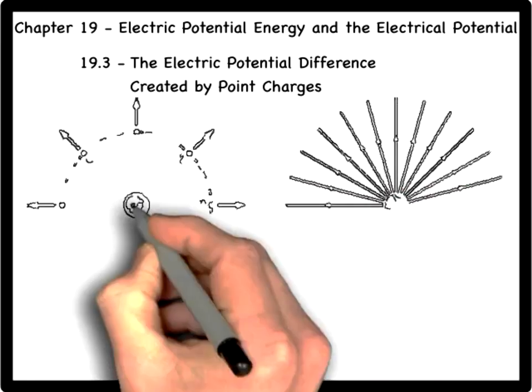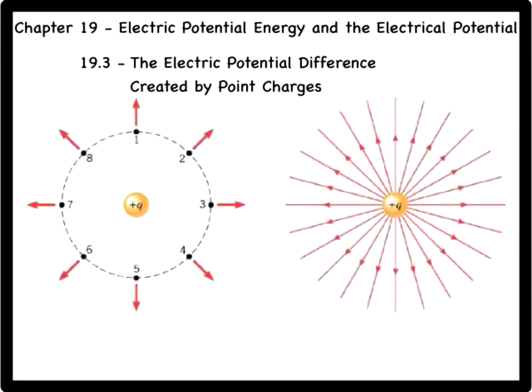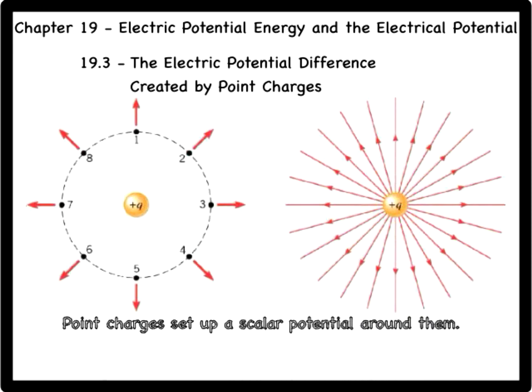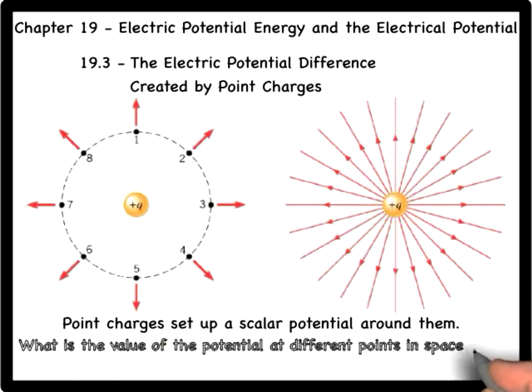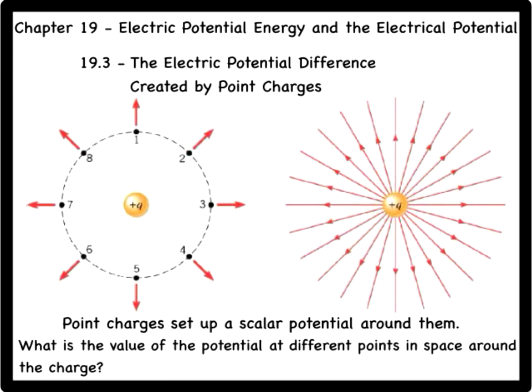Consider a positive point charge plus Q. We know that it creates a vector electric field that points everywhere radially away from the charge and fills all space. The point charge also sets up a scalar electric potential around the charge, and an obvious question to ask is what is the value of the potential at different points in space around the charge?